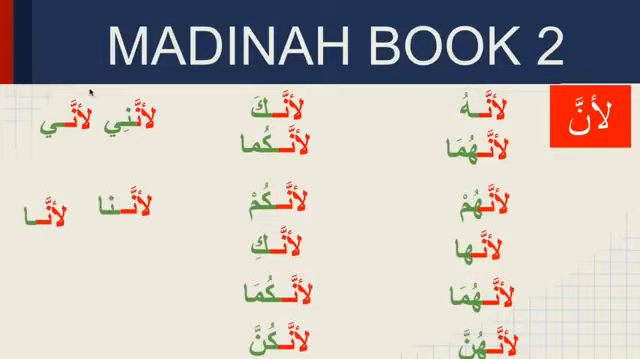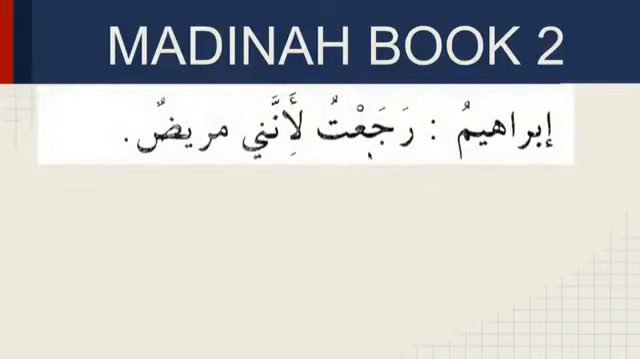So here the sentence is telling because I. So you say raja'tu, I returned because I. Ya is ismu anna. So we're looking for the khabar marfu', which is maridun. So why is it indefinite? Because the khabar, one word, is indefinite. So raja'tu li'annani, because I was sick, marid.